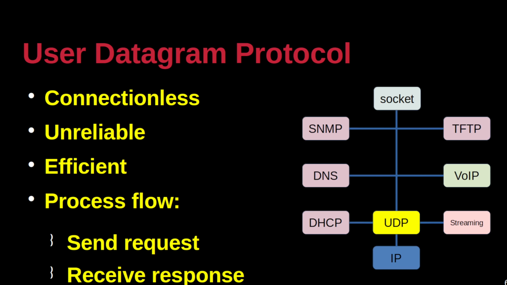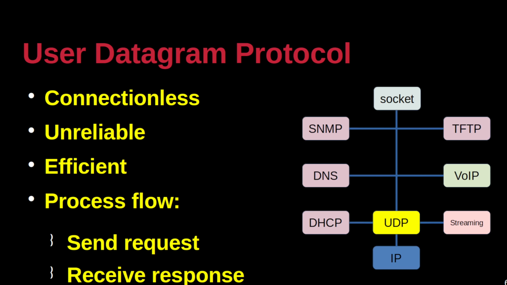Unreliable: UDP does not guarantee the delivery of datagrams. This means that some datagrams may be lost or corrupted during transmission. Efficient: UDP is a very efficient protocol that uses very little overhead. This makes UDP ideal for applications where speed is important.